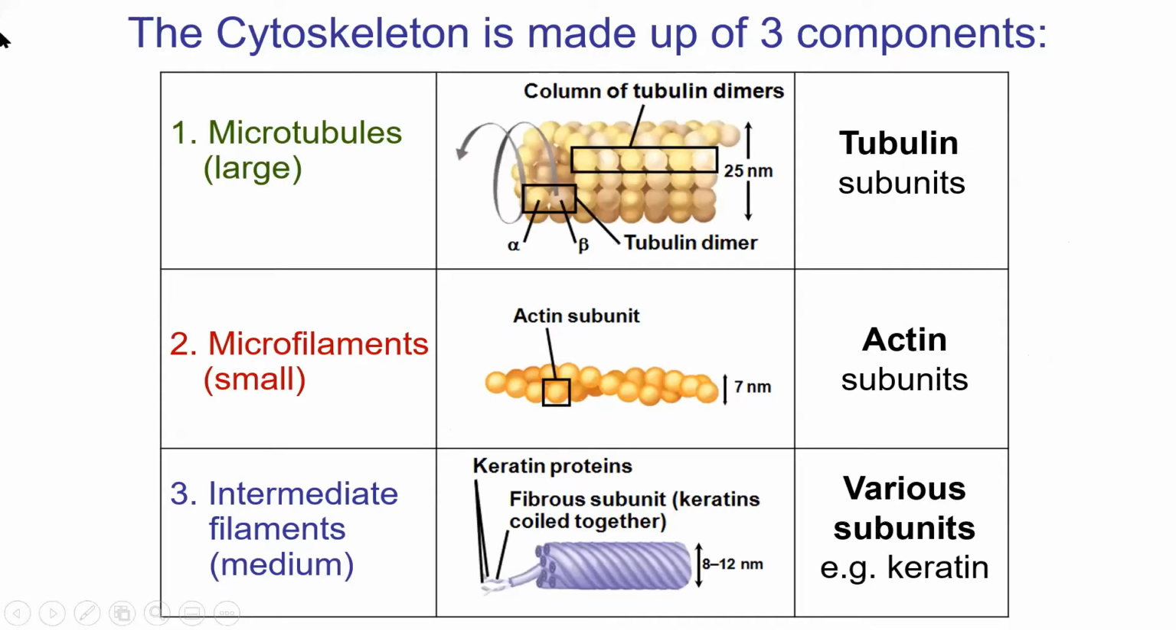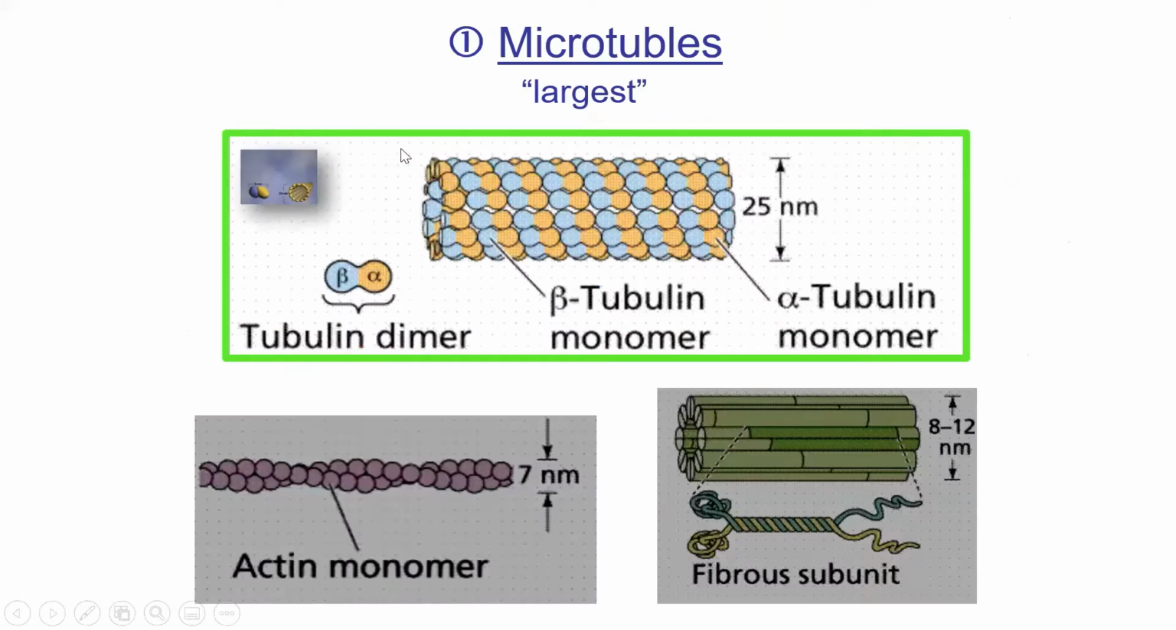Okay, so let's go back to the cytoskeleton, and we're going to talk about microtubules, and these are the 3 items of the cytoskeleton we're going to talk about today. So microtubules, microfilaments, and intermediate filaments. So let's go back to the microtubules, and these are the largest of the cytoskeleton, and we talked about them a little bit last day.